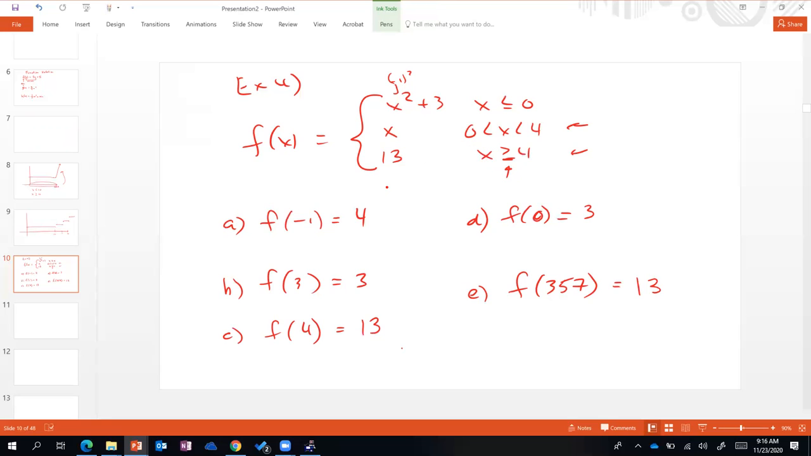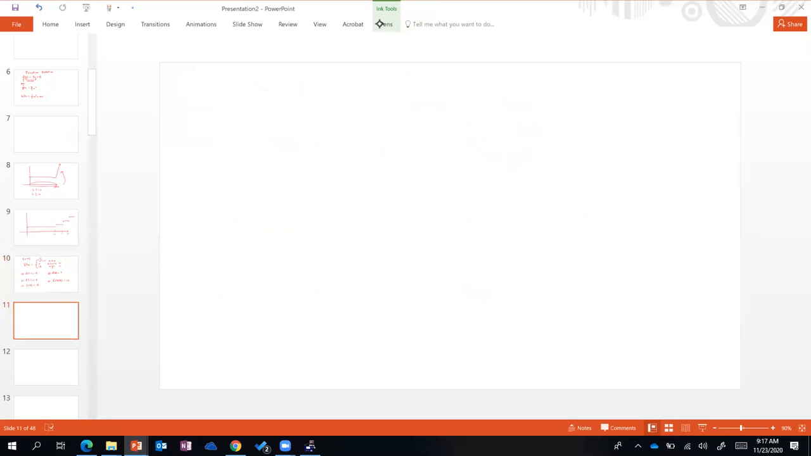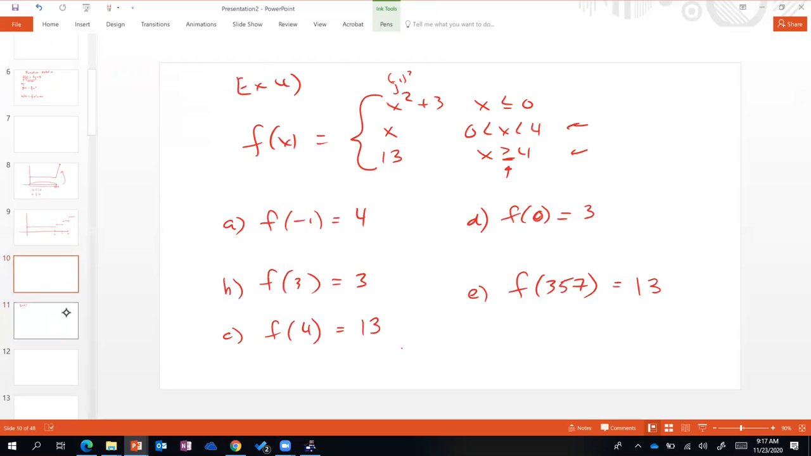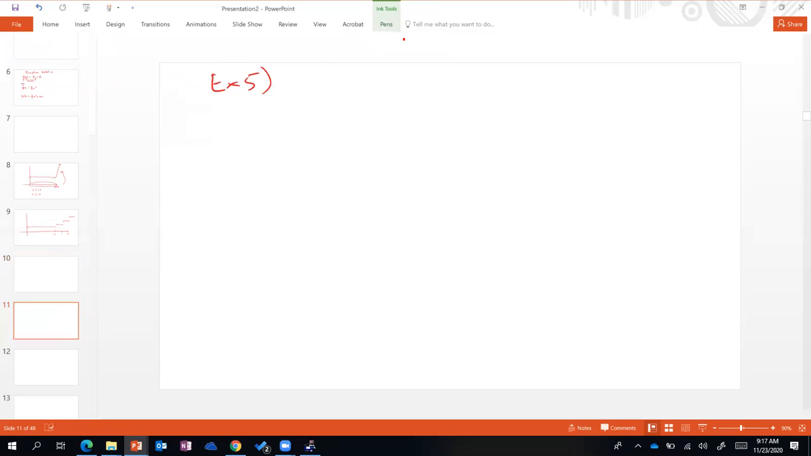Boom. So let's do two more things we've got to do. Instead of plugging in values, sometimes what we do is we set the f of x equal to values here. So what example are we on again? This would be 5. Okay. And we're racing against the clock a little bit, so let's jam with 8 minutes to go.